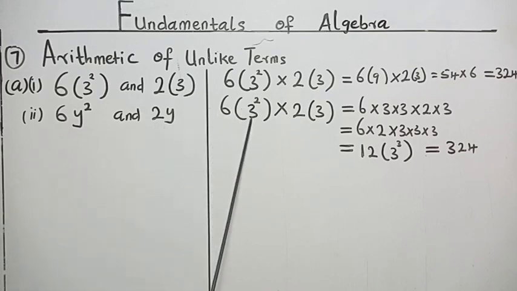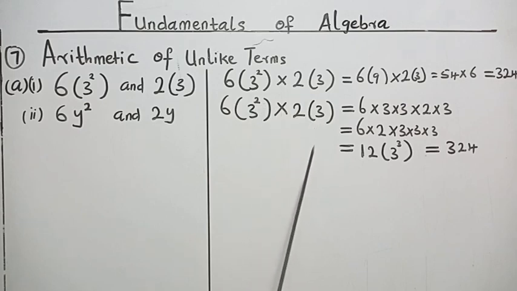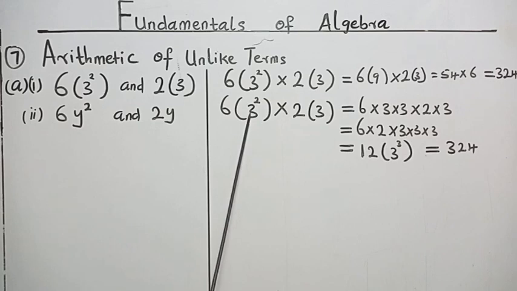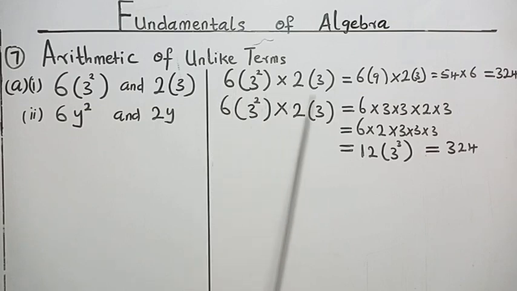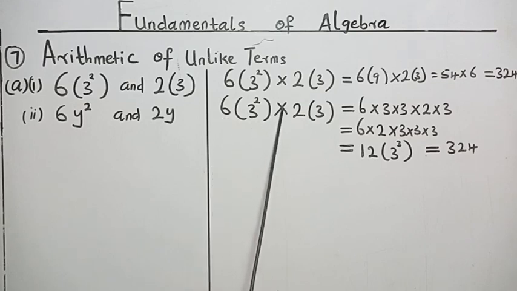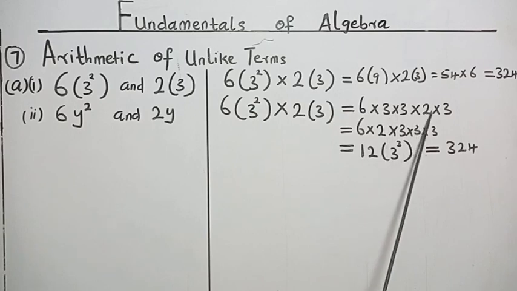6 bracket 3 to the power 2 times 2 bracket 3 is the same thing as saying 6 times 3 times 3, because 3 to the power 2 means 3 times 3, then times this 6 outside. It means that 6 times 3 times 3 represents this. Then times is still there. 2 bracket 3 means 2 times 3. I hope you are following what is going on here.